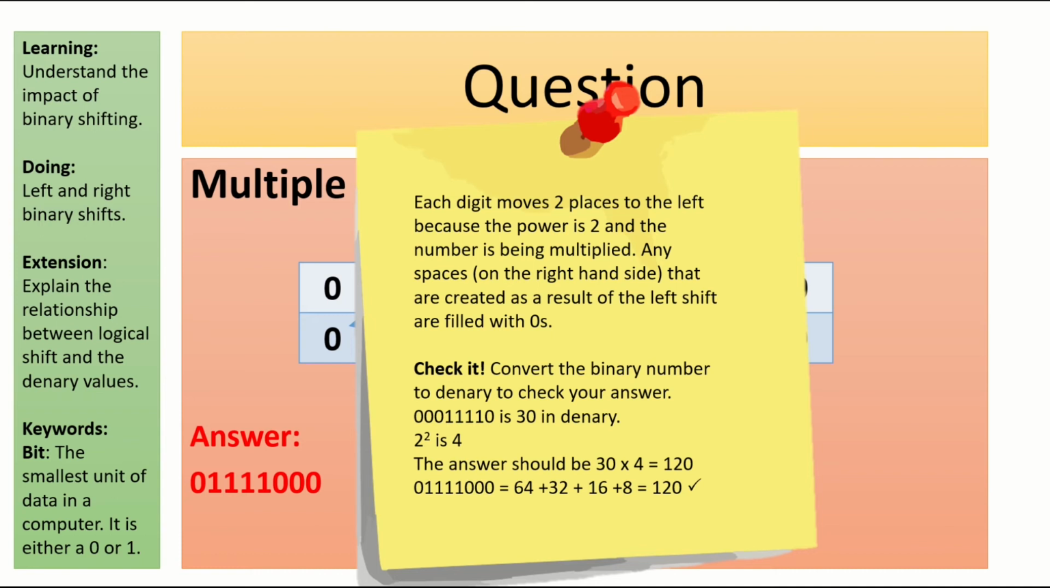So you can always double check your answers as well, by converting it to denary. So we know that 00011111 is 31 denary, and then 2 to the power of 2 is 4. The answer would then be 30 times 4, which is 120, and the answer we got was 01111000, which is 64 plus 32 plus 16 plus 8, which is 120. So therefore we've got the right answer.